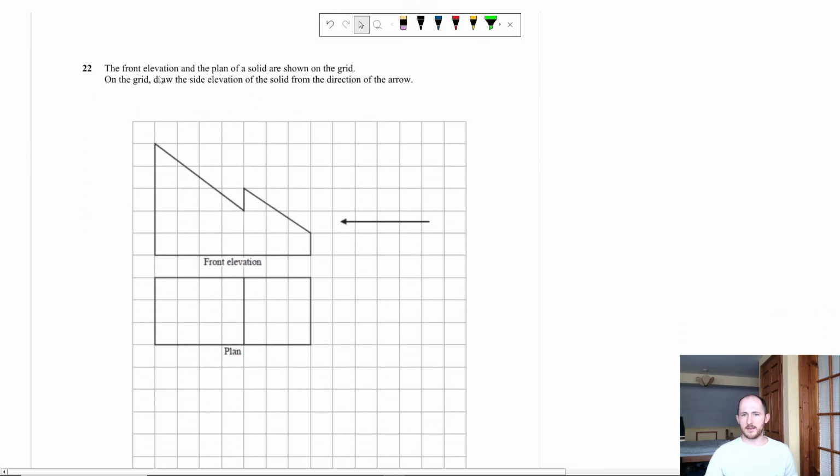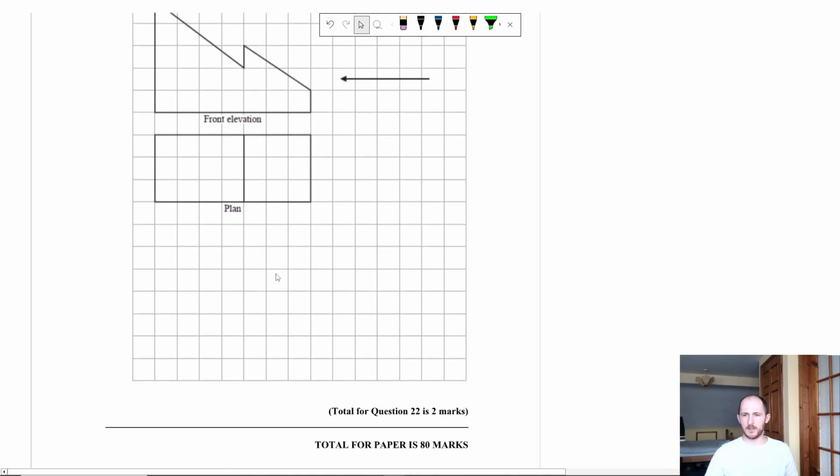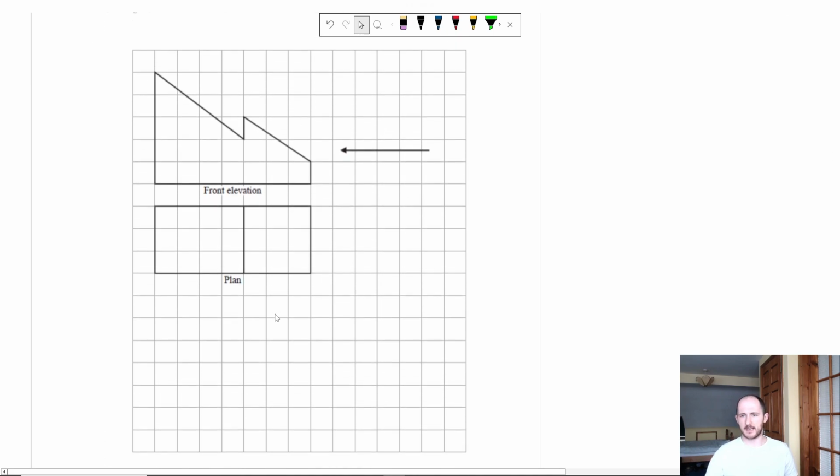So on the grid, we have the front elevation. So the view from the front is this kind of weird shape here. And then it gives us the plan, so a top-down look. And it says, if you looked at it from the front, well, not the front, sorry, but from the side, what would it look like? Well, essentially it's going to look like a rectangle, right? And the question is, how wide is the rectangle? It's 3 squares wide.